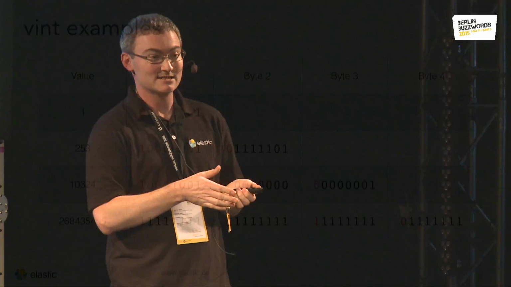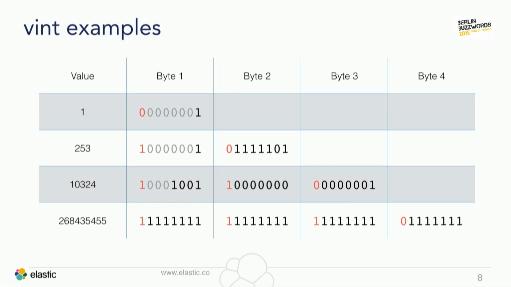So we start out with a very simple number, right? 1. Notice that there's a lot of zeros. These gray zeros are things that don't matter, right? So the only meaningful bits when we have this 1 byte is the 0 at the top, because that means this is the last byte, so it's just a 1 byte integer. And then we have the lower 1 bit there.